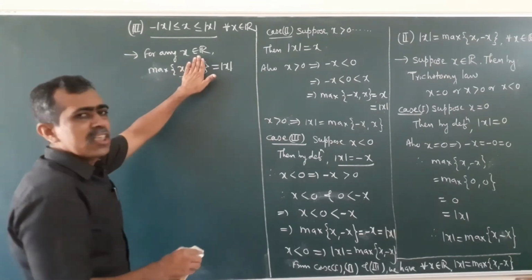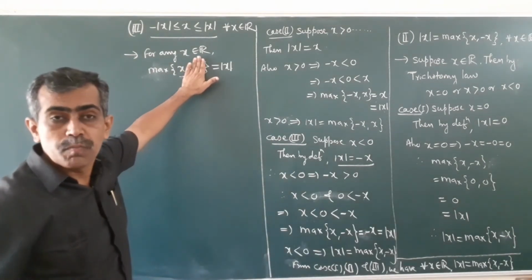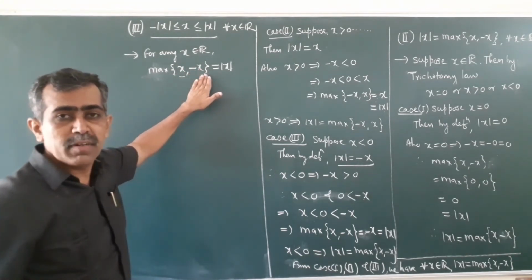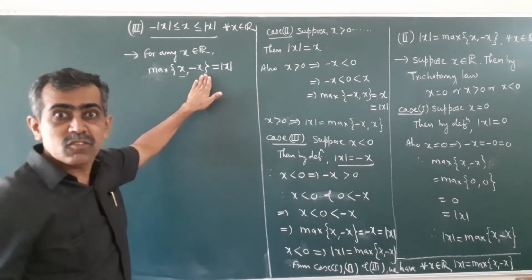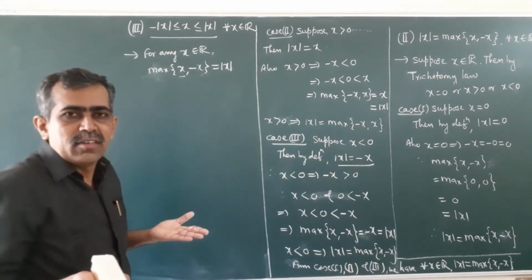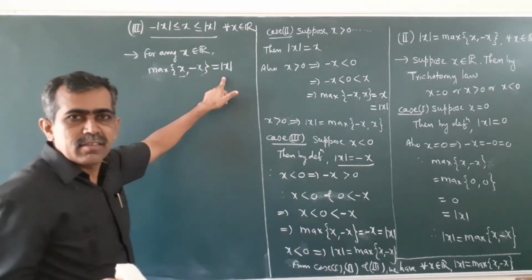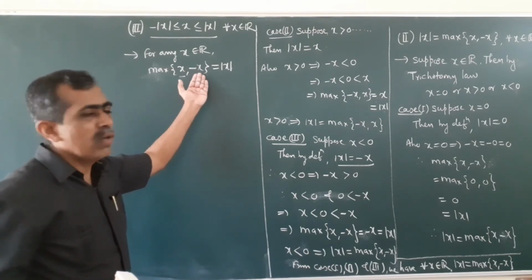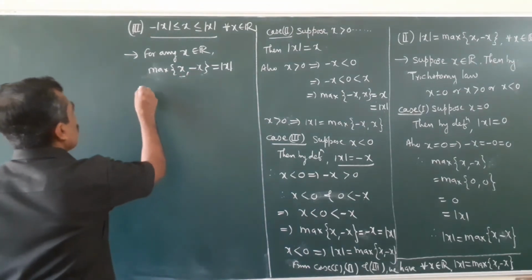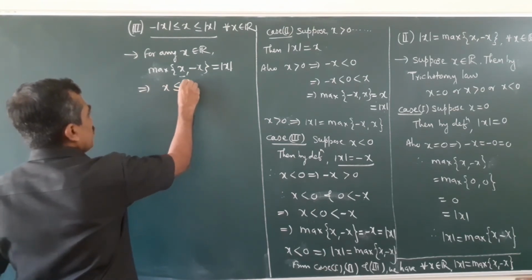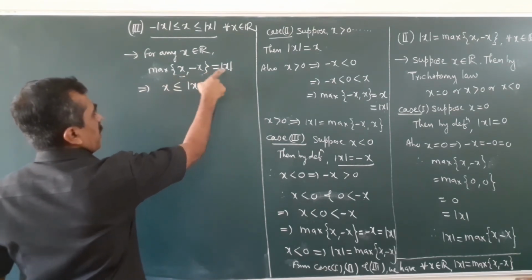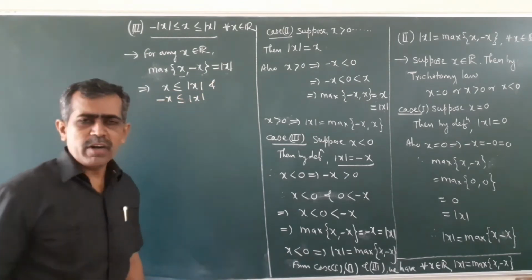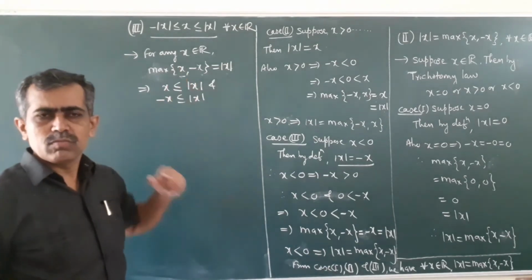And if this is larger, suppose x is minus 5, then this is minus 5 and this, minus of minus 5, is plus 5, right? So minus of minus 5 is larger now. So this is smaller than this. So it depends, we don't know. Out of these two, whatever is the largest. Therefore, what does this imply? x is less than or equal to mod x and minus of x is also less than or equal to mod x, because mod x is the maximum between these two.